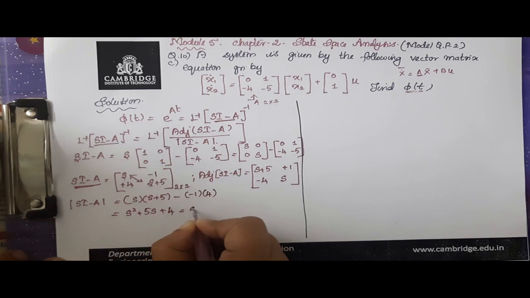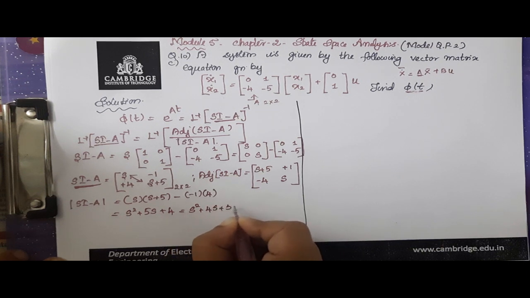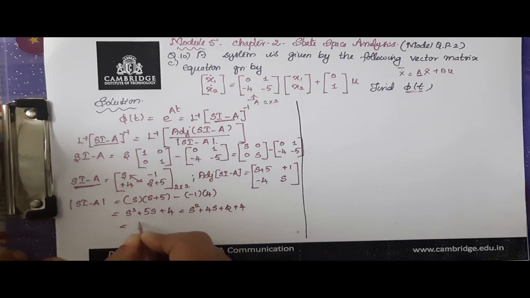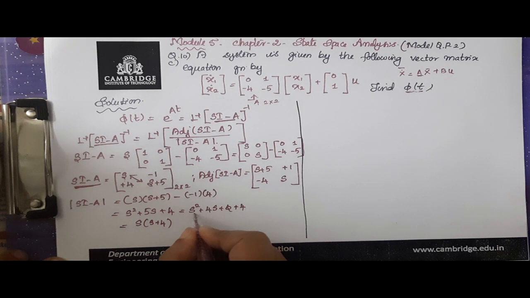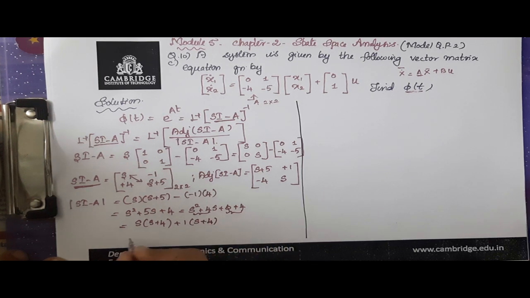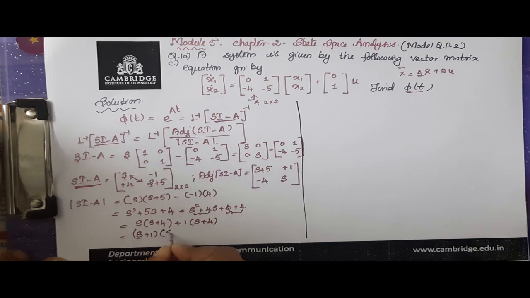So I can simplify this as S square plus 4s plus S plus 4. I can write it as S into S plus 4, taking S as common from the first two elements, and 1 is common in the last two elements. I can write it as 1 into S plus 4. So for the simplification, I can write it as S plus 1 into S plus 4.